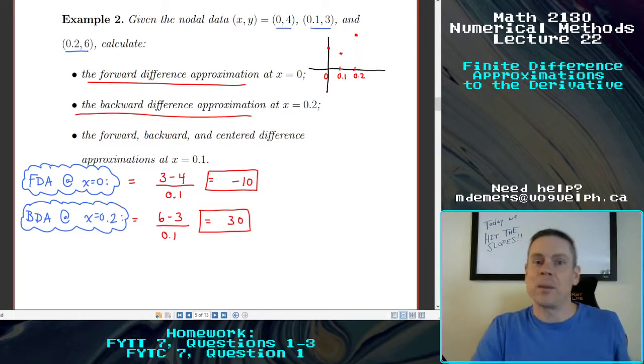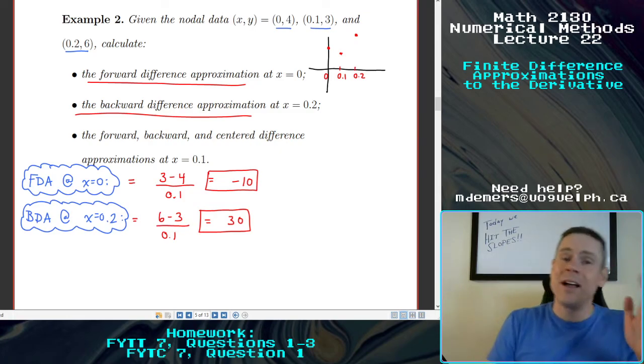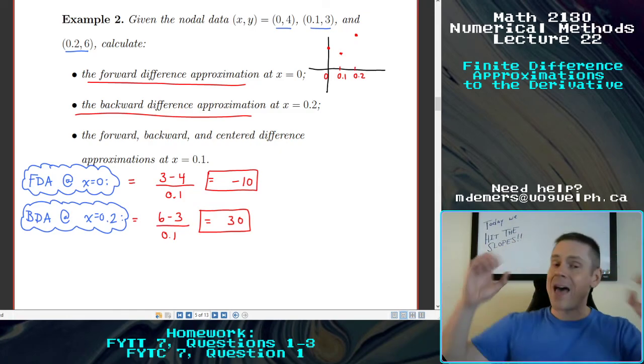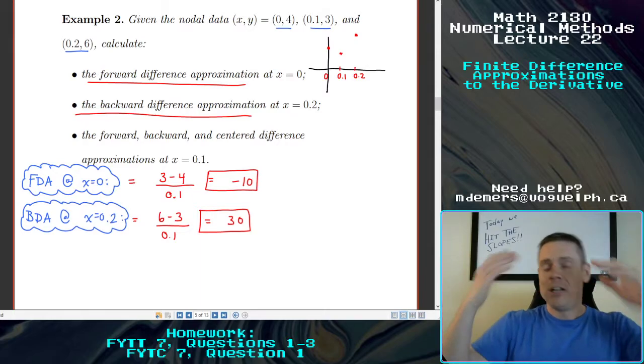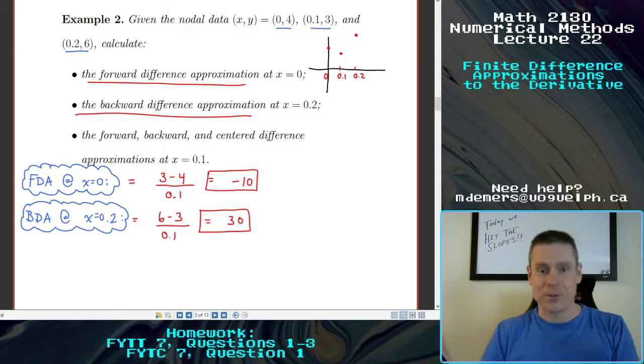Okay, I want to pause for a second before I do the last one. Notice that because there is a first node and a last node, not all of these approximations are well defined for all three of them, right?